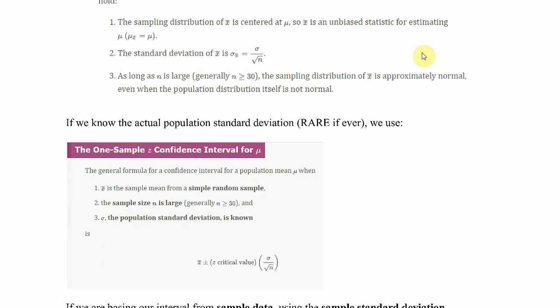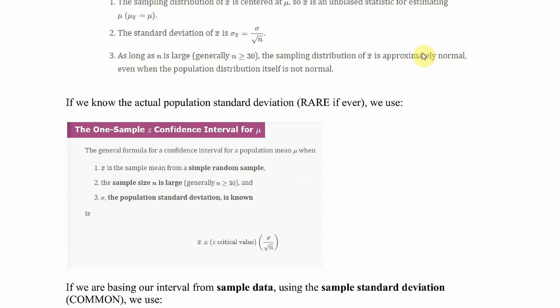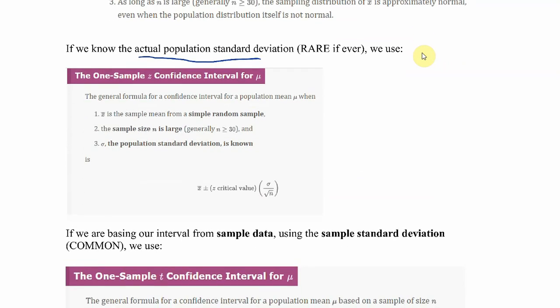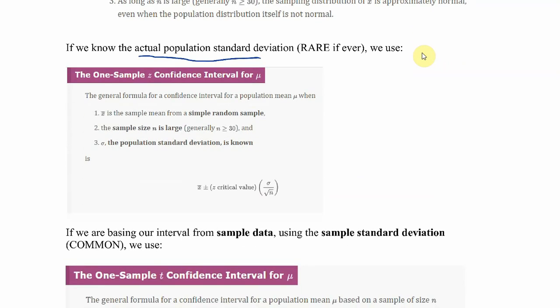So, if we know the actual population standard deviation, we're going to use this formula. But this is very rare. Remember, when we take samples, we're trying to learn something about the population. We don't know what the actual population mean value is, and we don't know what the true population standard deviation is. If for some reason we do have this value, we can use this for getting our confidence interval.